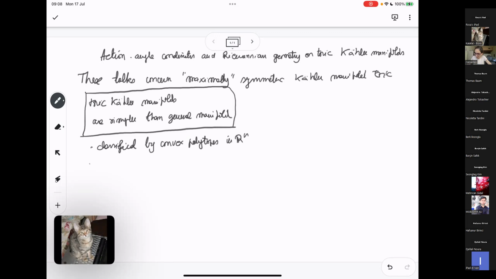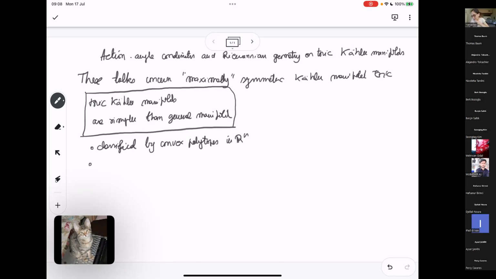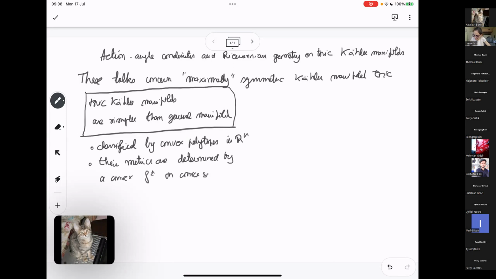And so secondly, for me, their metrics are determined or classified by a convex function on a convex set. So it is much simpler than a two tensor defined locally and positive definite and whatnot. Okay, so I think these are the two main items that make toric symplectic manifolds simpler.